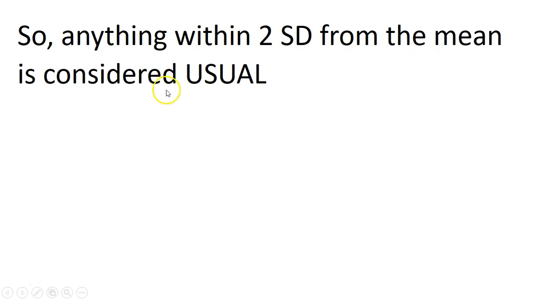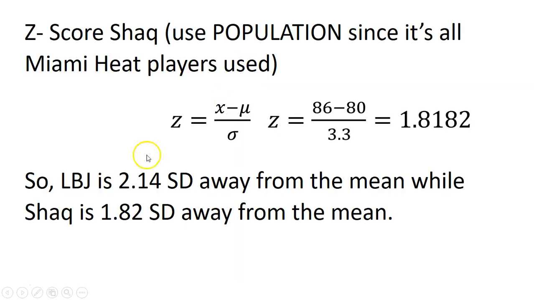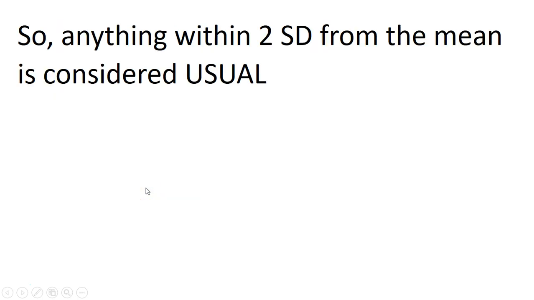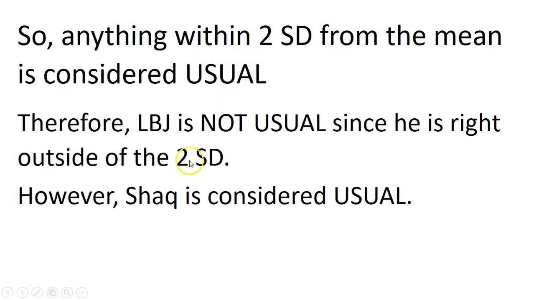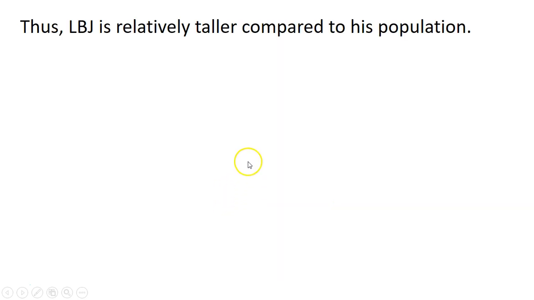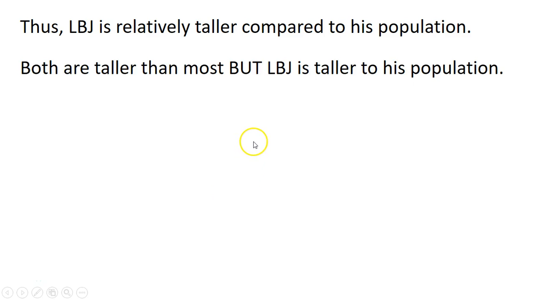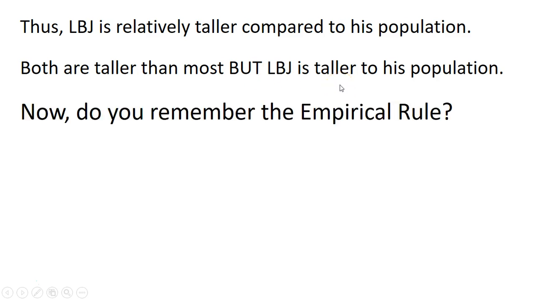Within 2 standard deviations of the mean is considered usual, right? Shaq is within 2 standard deviations of his population, so he isn't abnormally tall, but Lyndon B. Johnson is right outside of that mark of being usual. Lyndon B. Johnson is not usual, since he is right outside of his 2 standard deviations. However, Shaq is considered usual, all right? Lyndon B. Johnson is relatively taller to his population. Both are taller than most, right? Both were taller than the mean, but Lyndon B. Johnson is taller relative to his population.